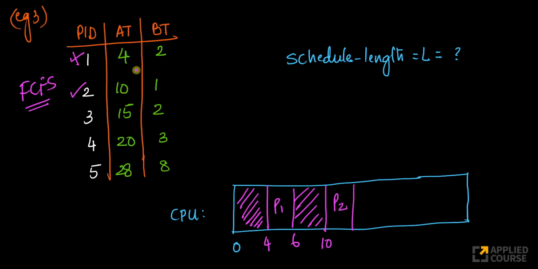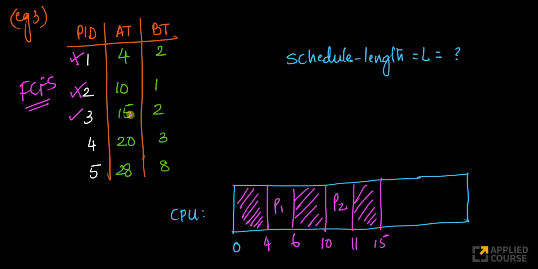At what time will P2 finish? P2 needs 1 second of burst time, so it will finish at 11. At 11, is there any process? No, there is nothing. So this is completed. Up to 15, there is no other process, which means till 15, the CPU will be idle. CPU is literally sitting idle here at this point of time. Very simple here.